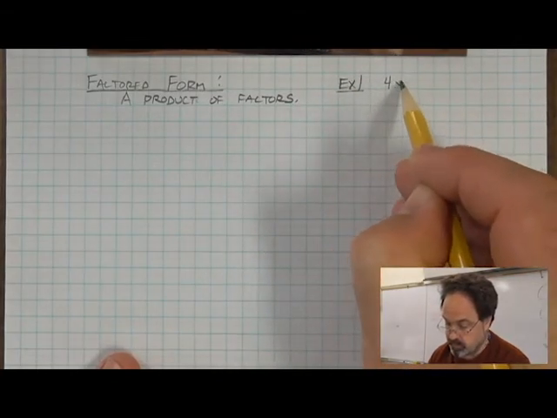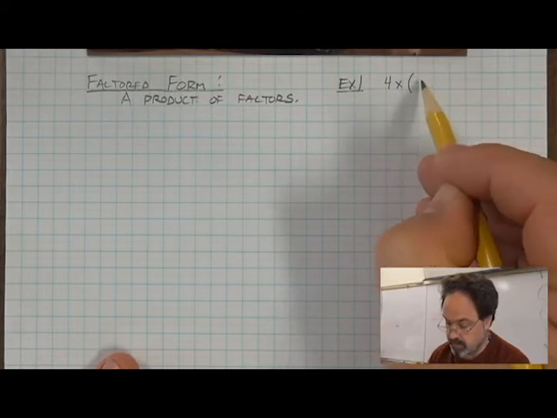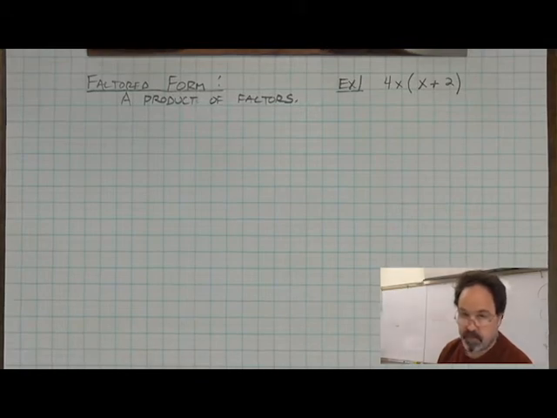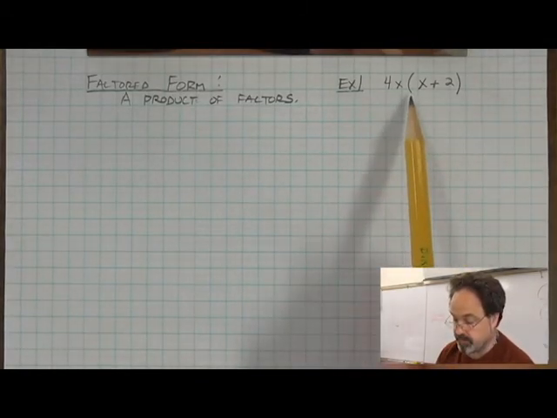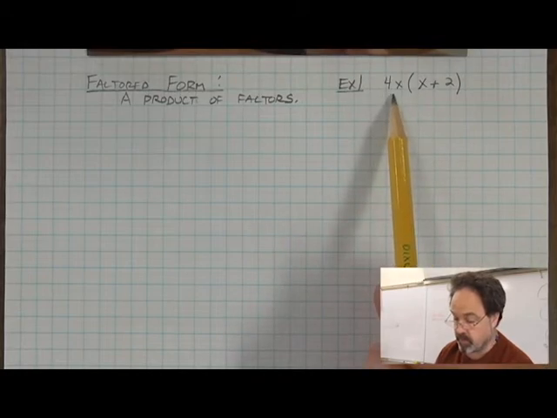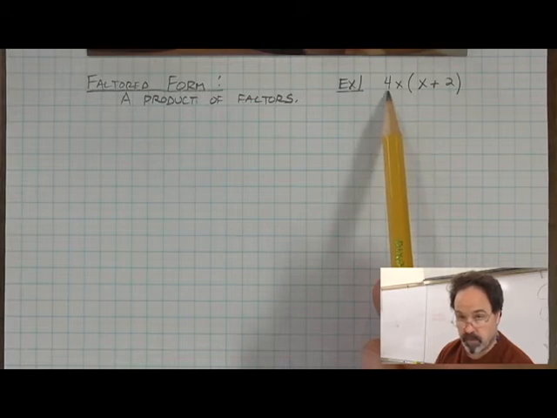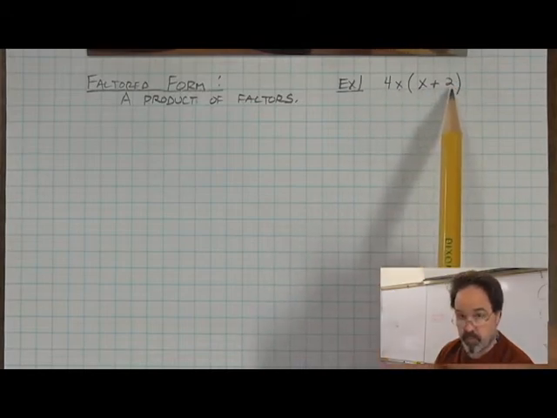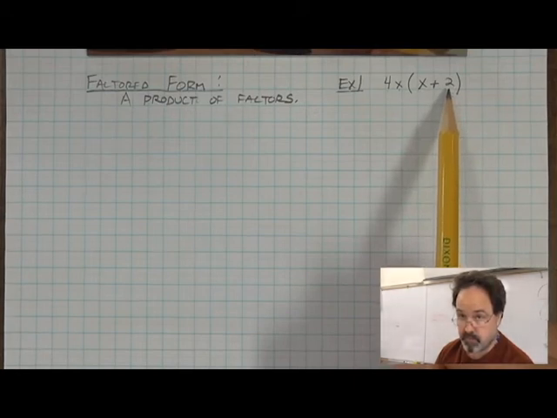This expression 4x and inside parentheses x plus 2 is in factored form. It's an algebraic expression because it contains variables and it has numbers in it. There are three factors in this expression. I'm multiplying the 4 and the x, and the parentheses forms another group, which is a factor, x plus 2.